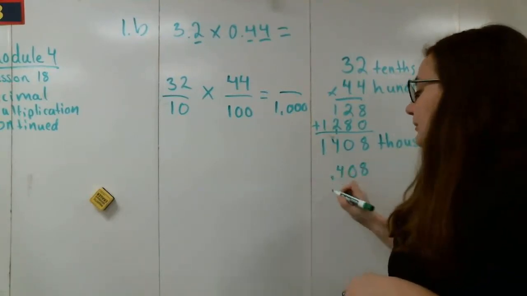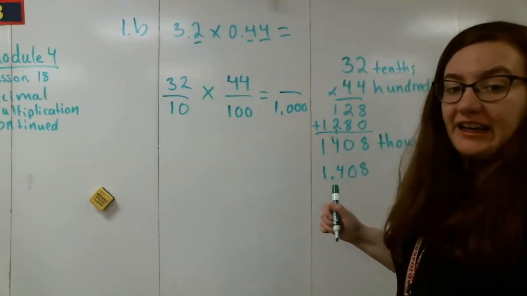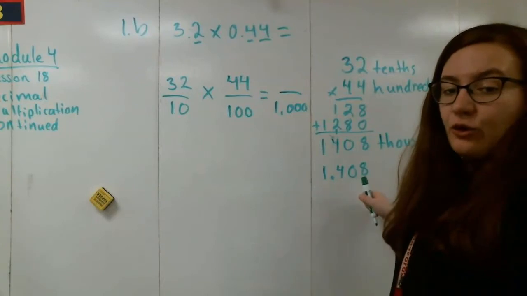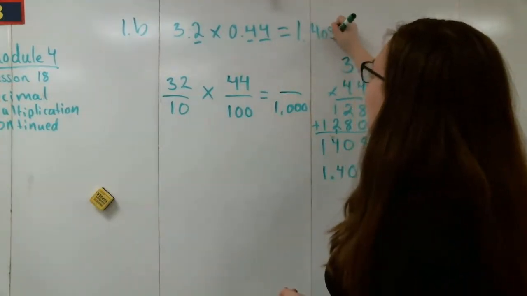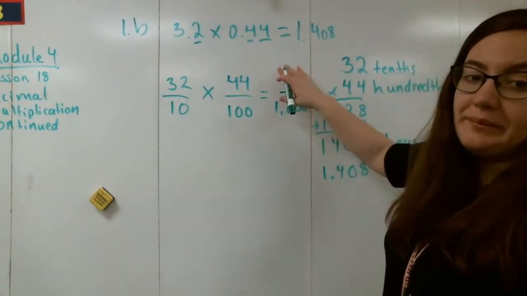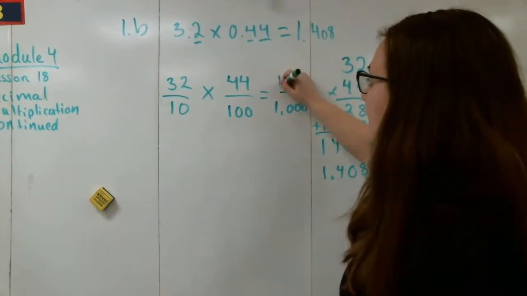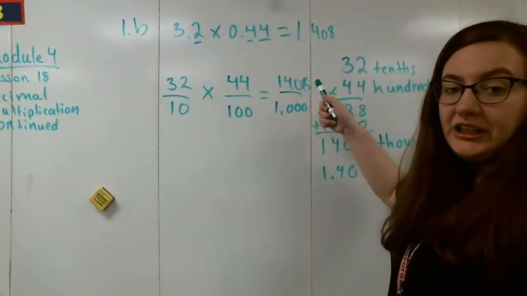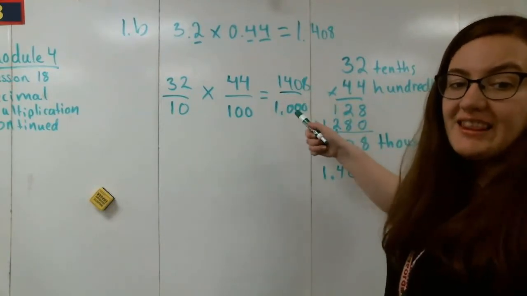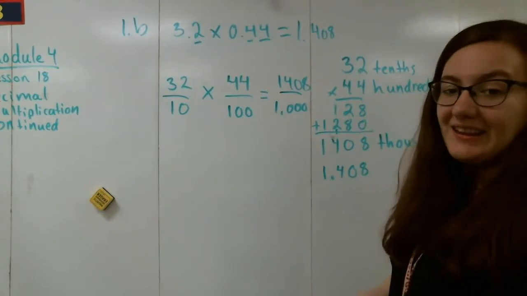Then I need a decimal point. And then I have my number 1, which gives me my final answer of 1 and 408 thousandths. And that is our answer for this one. And then also, if I wanted to finish up this problem over here, I now know that 32 times 44 is 1,408. And again, over here, I'm showing you that I have 1,408 thousandths. And that's how I write that answer up there.